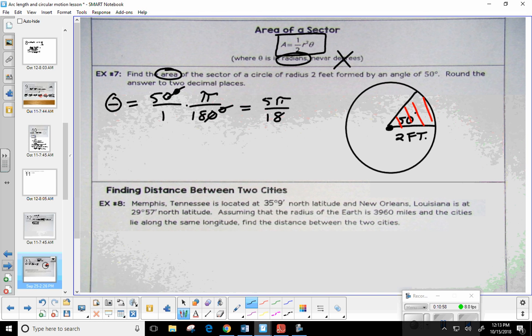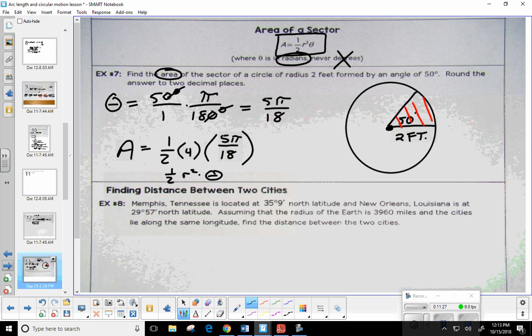Okay, so now that I have everything, you just go ahead and plug it in. The arc length S is equal to the radius. Oh, we're talking about arc lengths. We want the area, I'm sorry. We're still stuck on arc length. 1/2 the radius squared, so 2 squared, 4, okay? And then times theta in radians, 5 pi over 18. This is your 1/2 r squared times theta.